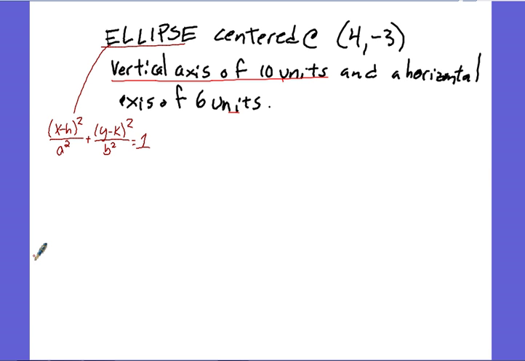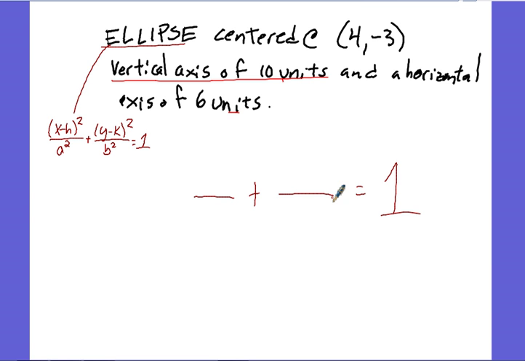Okay? So that's what it should look like. So automatically in your head you saw ellipse, and hopefully you're thinking, okay, this is the one with the division, and it's the one that's equal to 1. So bam, I already know what it's equal to. I know I'm dividing.